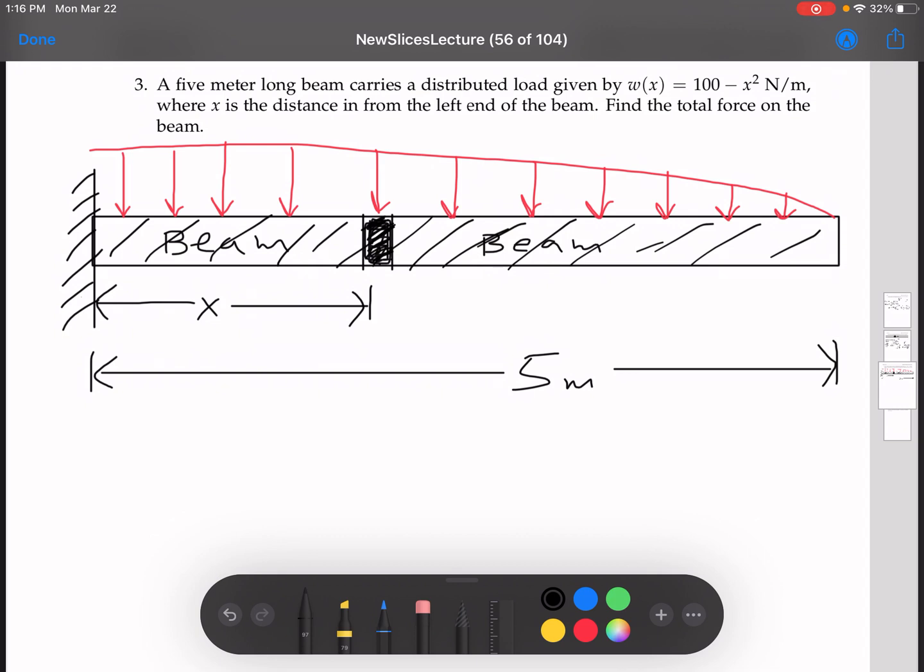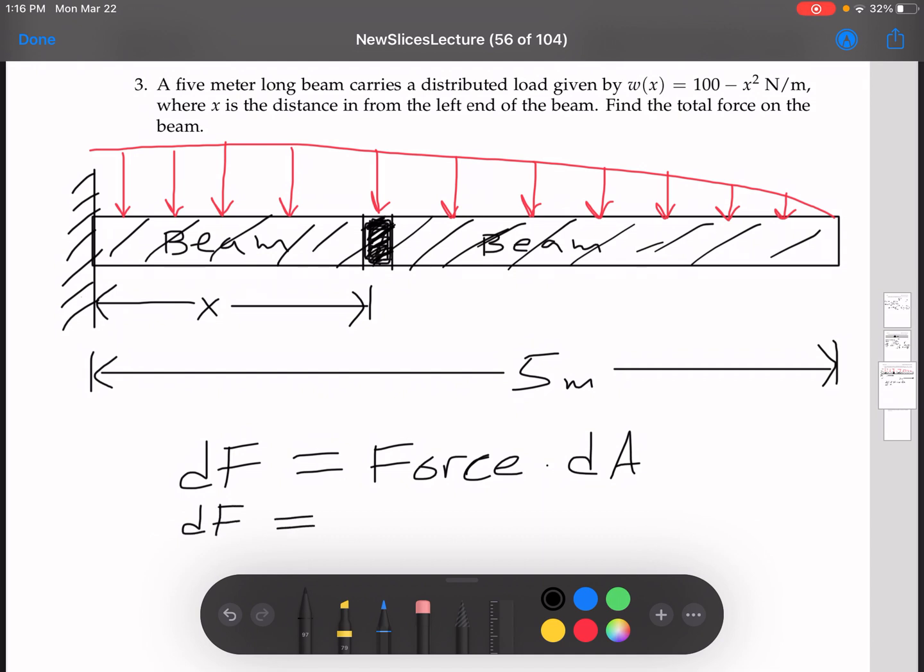So in general, dF, d force, is equal to force times dA. Now in our special case here, dF is equal to W of x times dA.